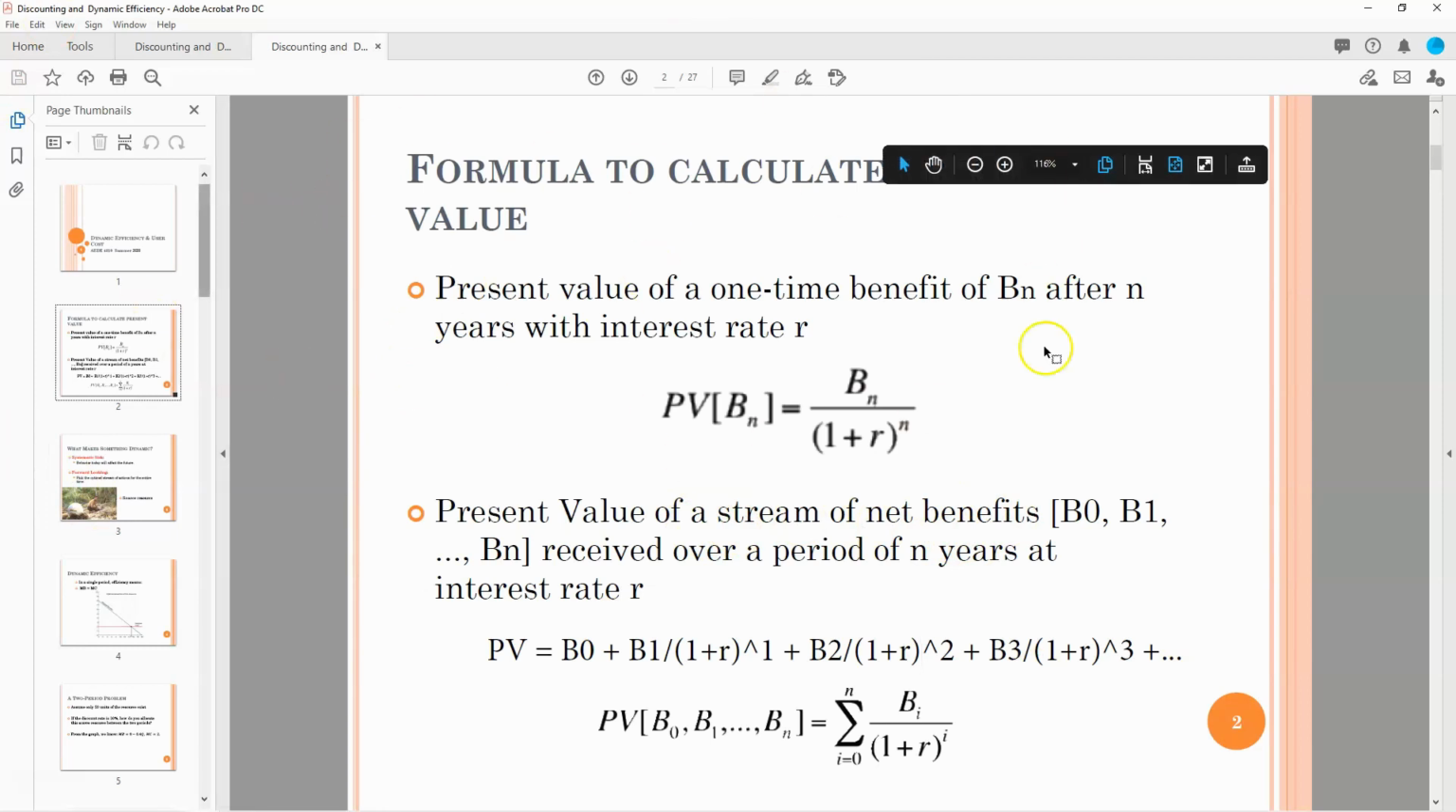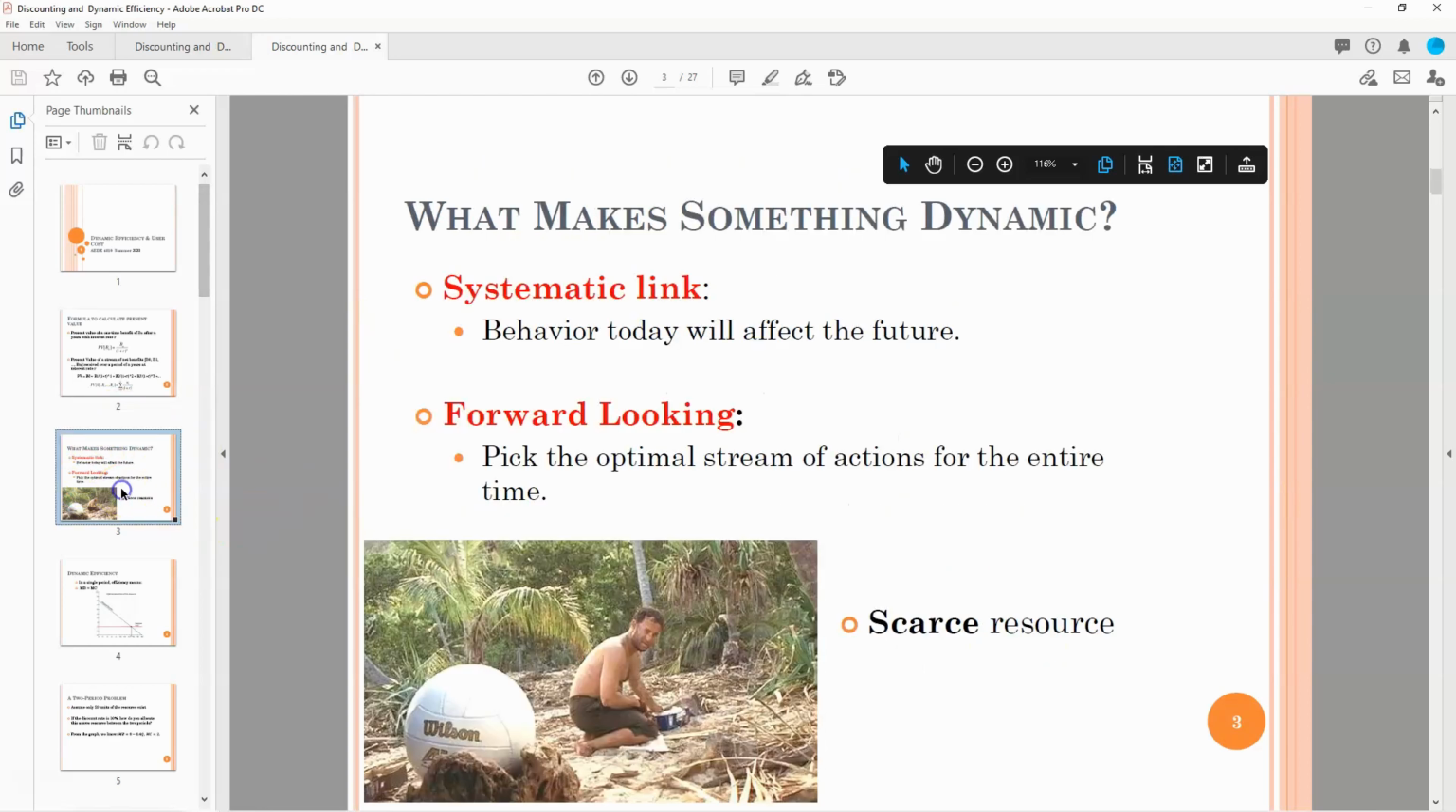So that is about the present value and future value. Also, we talked about what makes something dynamic. The first condition is a systematic link: the behavior today will affect the outcome in the future. And the second condition is forward-looking: we pick the optimal stream of actions for the entire time.